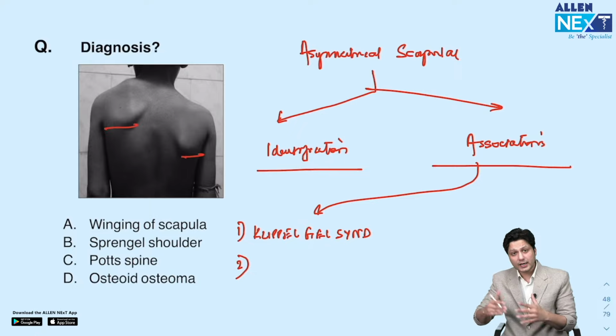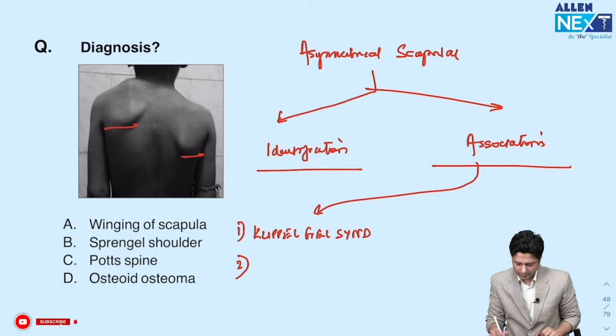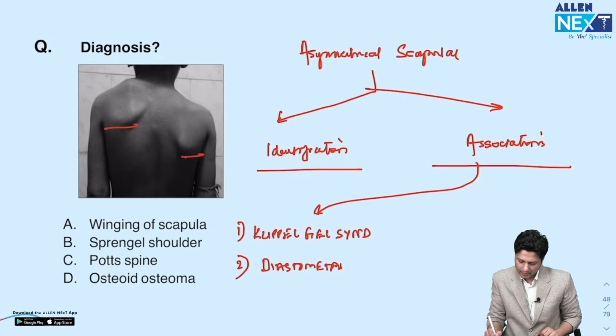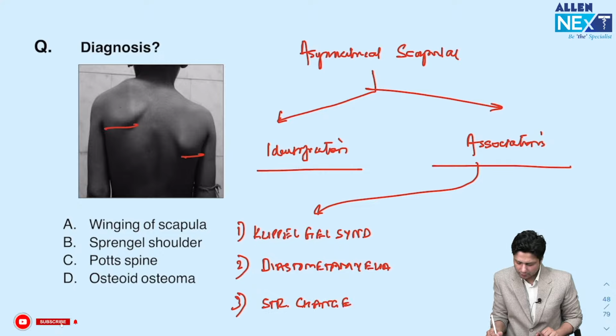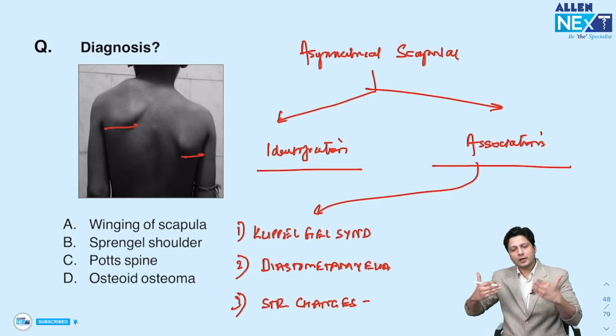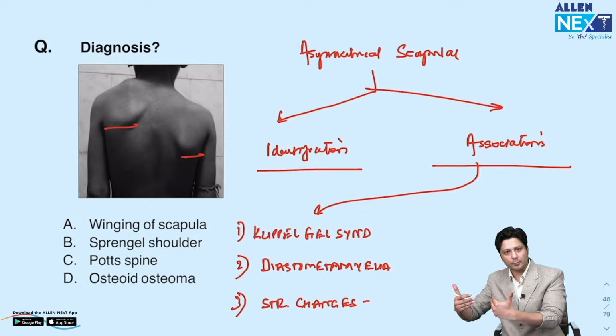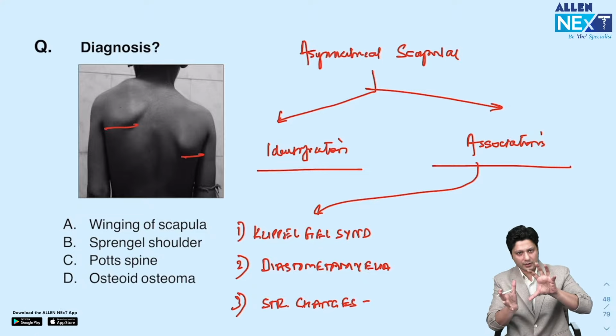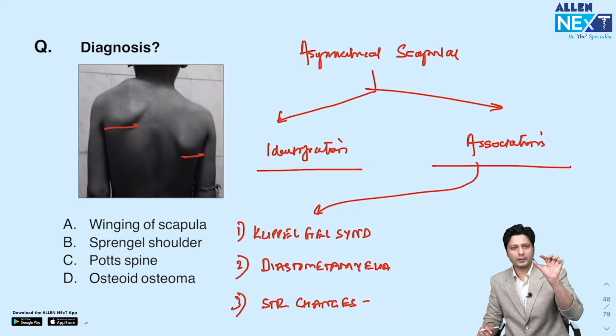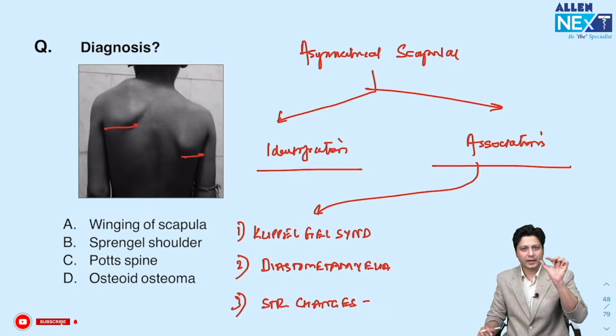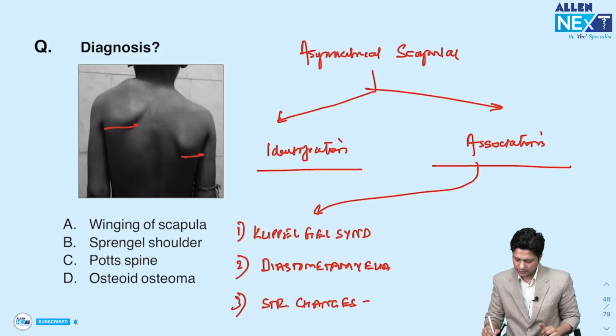Then other associations could be diastematomyelia and structural changes. Anything which is directly or indirectly connected to the scapulae might result in structural changes, like ribs could be altered, there could be a kyphoscoliotic deformity. So structural changes in the bones around.